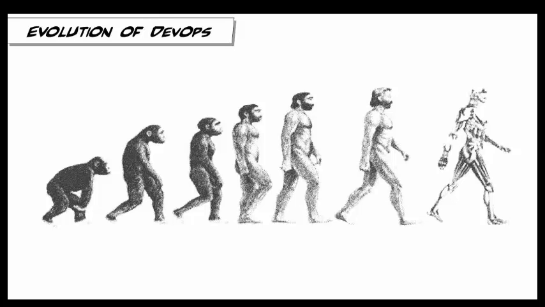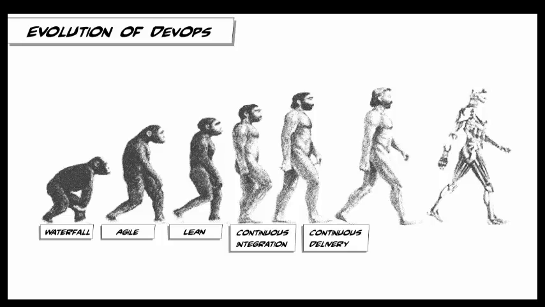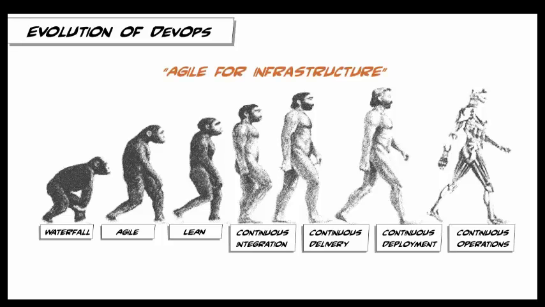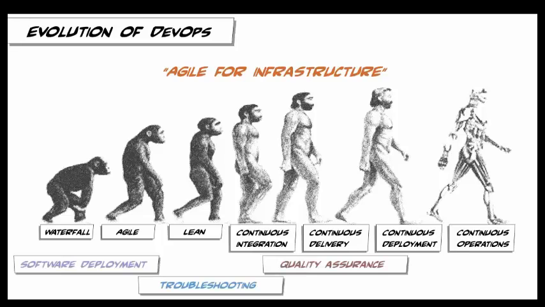Dr. DevCode explains that the DevOps movement started in 2009. The goal was to evolve from more traditional processes such as waterfall, agile, and lean to more advanced methods of continuous integration, delivery, and deployment to the ultimate goal of continuous operations. But there is more. DevOps was described as a culture of collaboration between development and operations teams, often described as agile for infrastructure. The scope of DevOps has expanded into many other aspects of IT management, from tasks like software deployment and troubleshooting to quality assurance and security management.